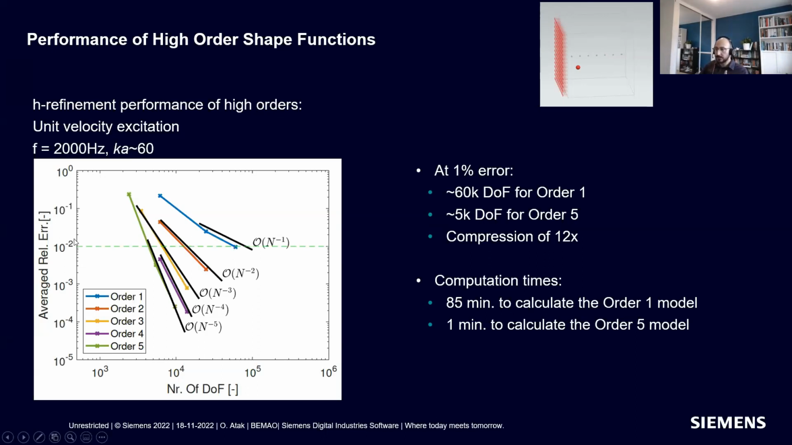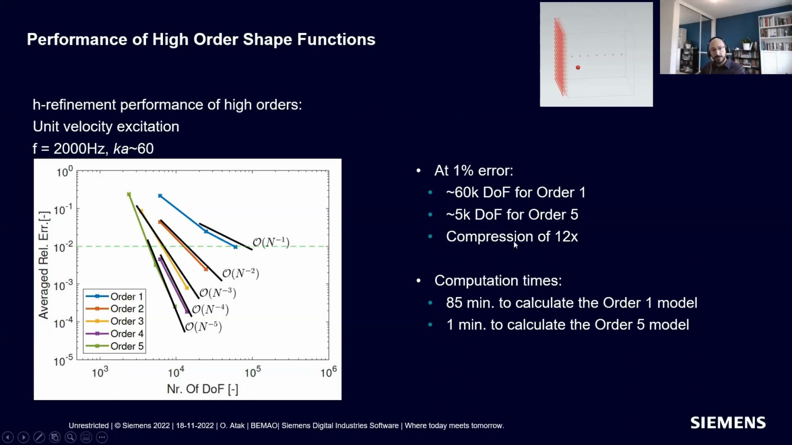To be exact here, at 1% error, a 60K DOF order 1 problem, we were able to represent with around a 5K DOF order 5 problem. So this is a compression of 12 times. And if I look at the full computational time, including assembly and solving, this problem in particular took 85 minutes to calculate at order 1, while it took 1 minute to calculate at order 5.